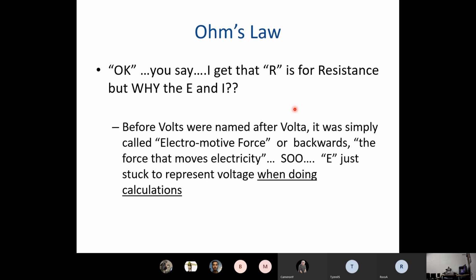Later, when we actually start doing this, we're probably going to go back to the letter V. But at the beginning, they want us to use E. So this is the force that moves electricity, which we've already talked about. That's what voltage is. That's what pushes the electrons.